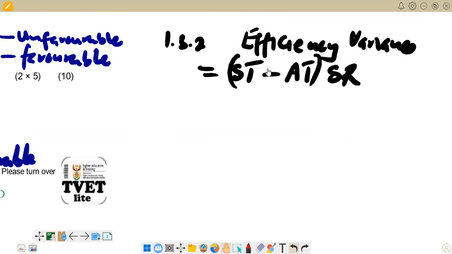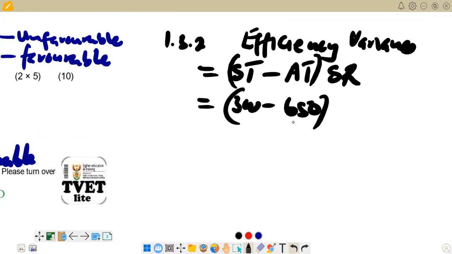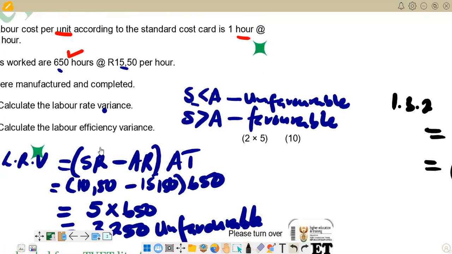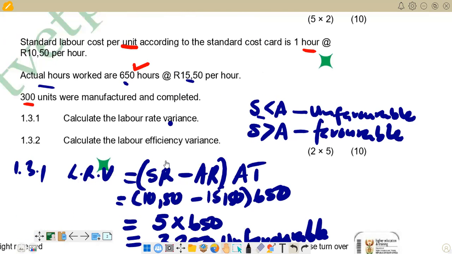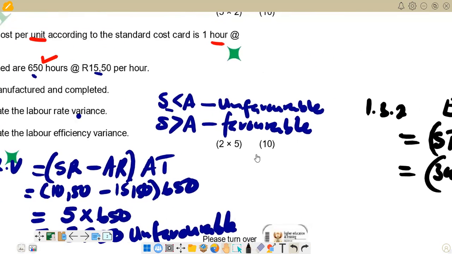300 minus 650 here. So it equals 300 minus 650. And obviously the standard rate, we go back to confirm again. You see that the standard rate we are given here is 10.50. The standard labor cost per unit according to the standard cost card is 1 hour at 10 rand 50 per hour. So this 10 rand 50 per hour is our standard rate.